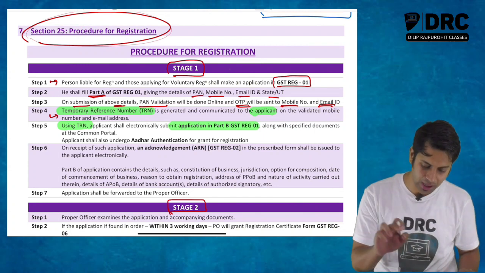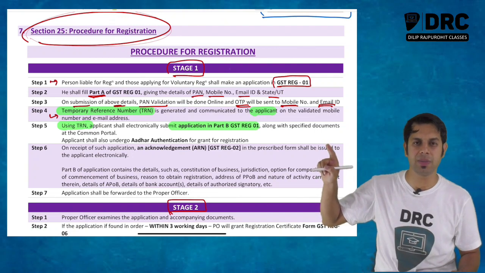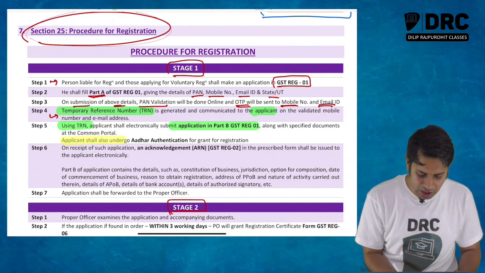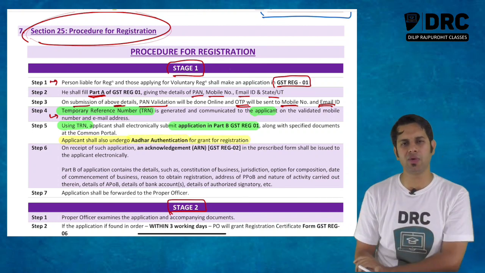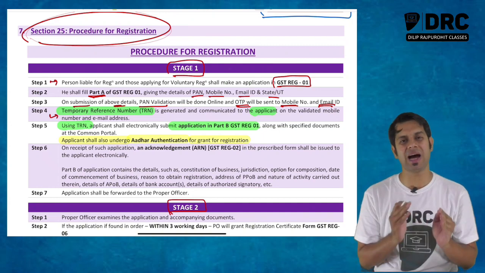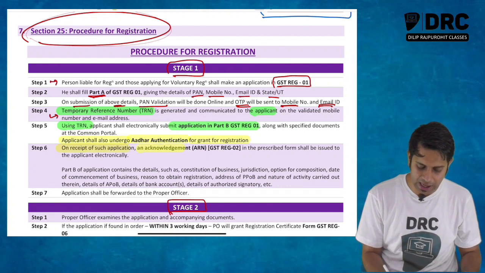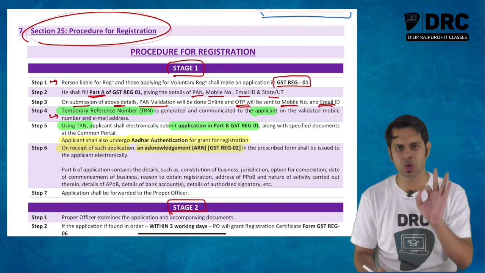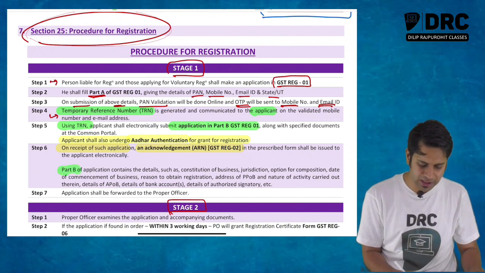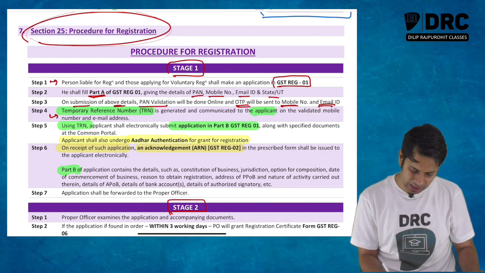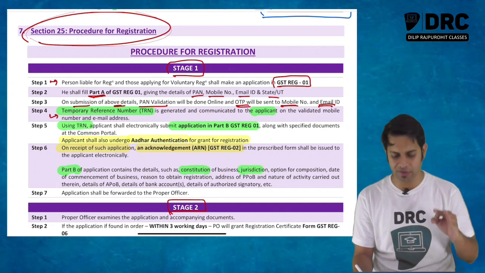Now, along with it, whenever you are submitting this particular application, part B, the applicant shall also undergo Aadhaar authentication for grant of registration. Along with this, you are also required to do something called Aadhaar authentication. Once that Aadhaar authentication is done and you submit the application, on receipt of such application an acknowledgement will be sent. ARN will be given to you. Acknowledgement will be sent in the prescribed form, etc. Now, what does Part B consist of, sir? Part B contains details such as the constitution of business, whether it is a partnership firm or sole proprietorship concern, then jurisdiction office, etc.